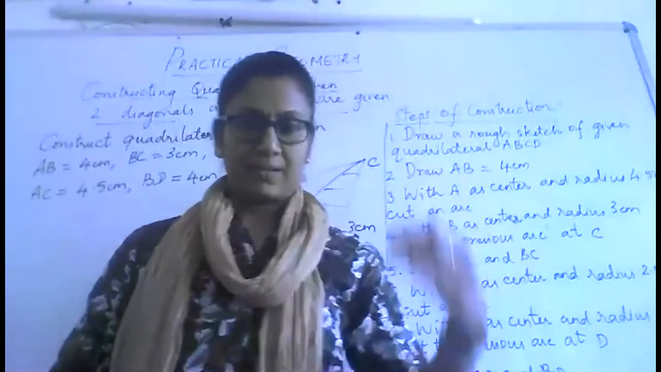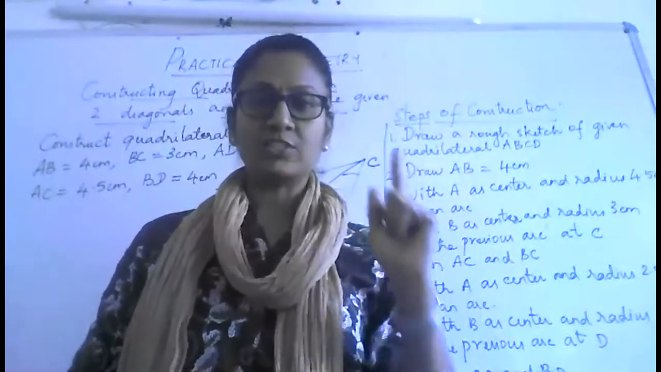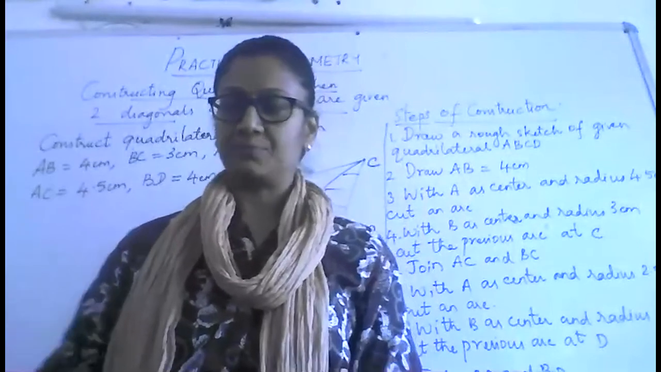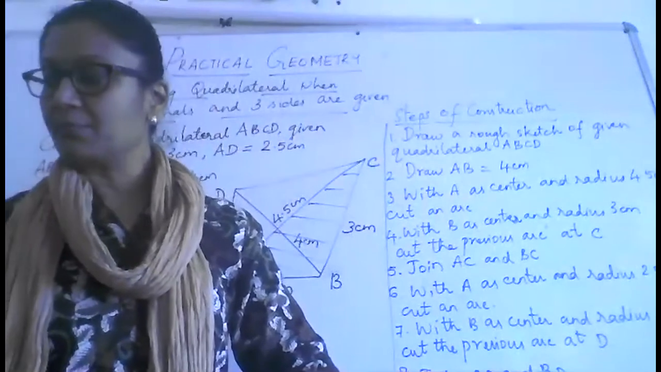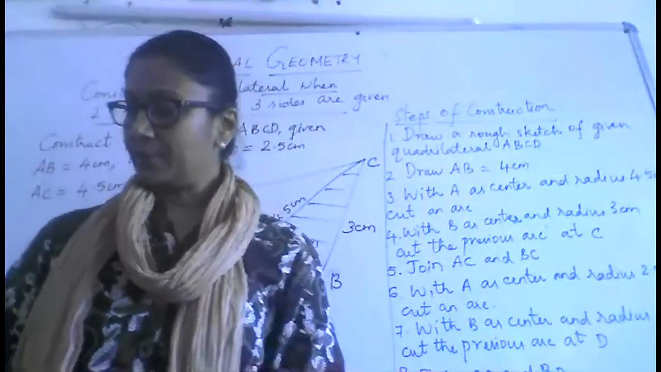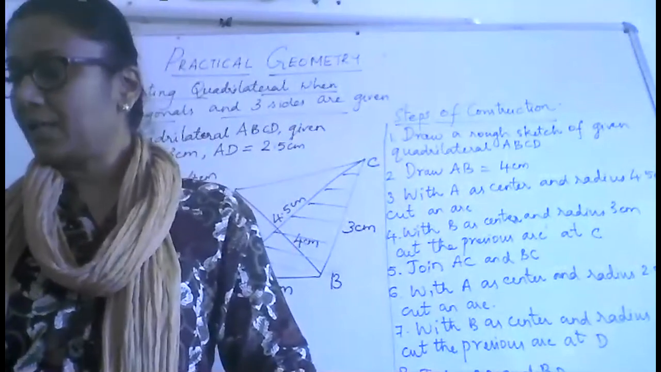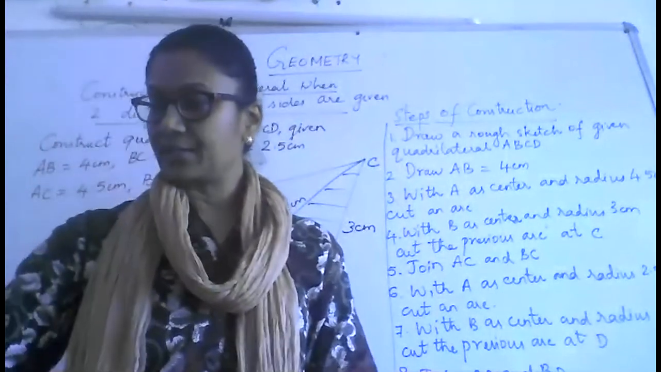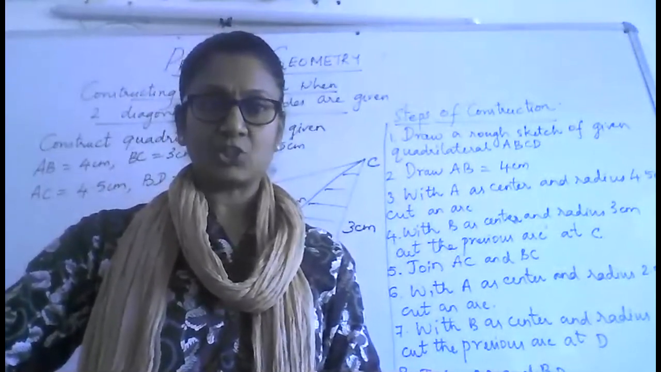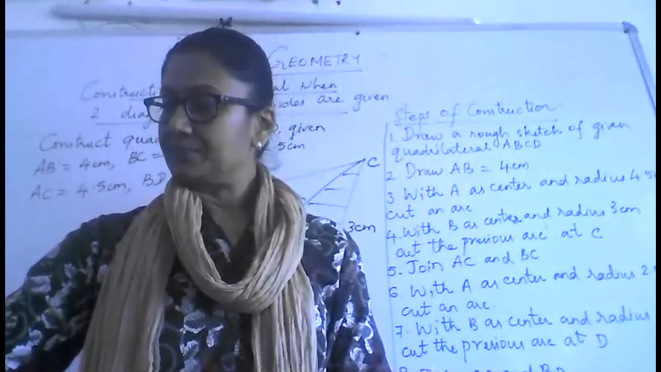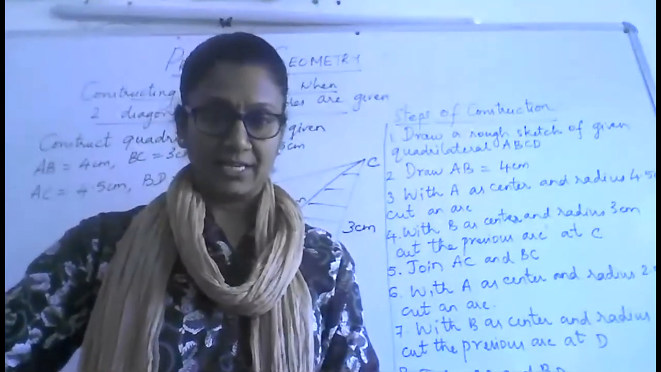Maybe you can play the video again and again and follow the steps slowly at your own speed and complete the construction. Apart from this, after you are able to do this, you can take up one more construction from exercise 4.2. Maybe you can do the first one, construct the quadrilateral LIFT. This is in page number 62. The first question, quadrilateral LIFT, where 3 sides and 2 diagonals are given.